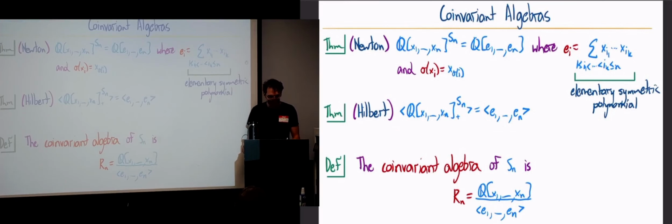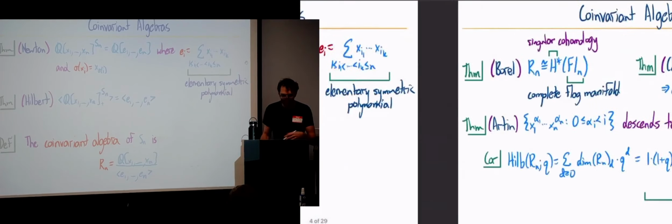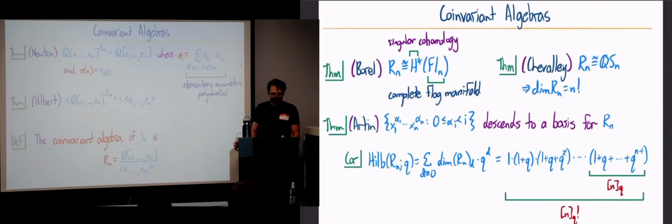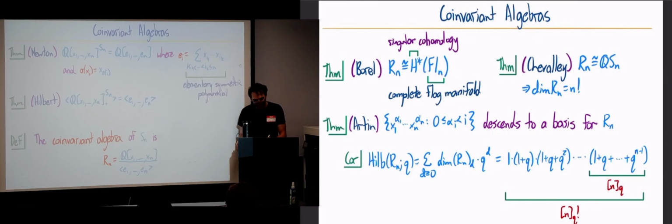And I tend to think that this says that, okay, if we just quotient out by this ideal, that will be an interesting object. And so that quotient is the covariant algebra Rn. So just a random smattering of theory. The covariant algebra is beautiful and well-studied. It's a presentation for the cohomology ring of the complete flag manifold, for instance, and Borel told us that.